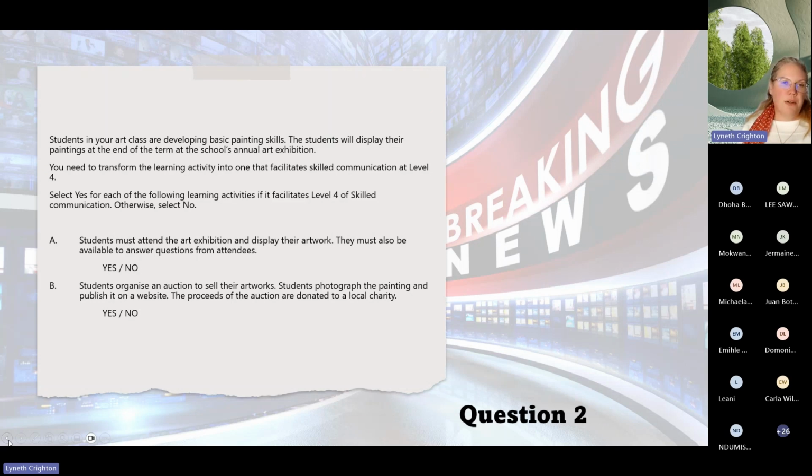You say yes if it facilitates level 4, otherwise no. So remember, level 4 means, is it for a particular audience? So they must attend the art exhibition and display their artwork, and they must organize an auction to sell their artworks. The students photograph the painting and publish it on a website. The proceeds of the auction are donated to charity.